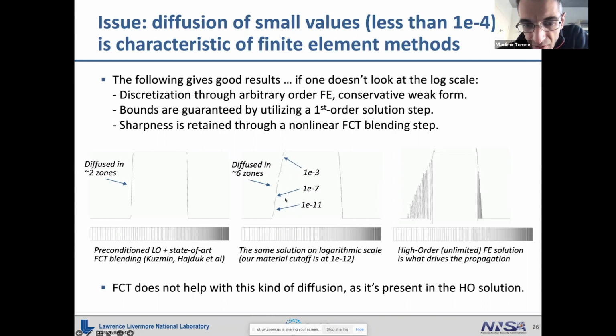And then you look at the high order solution without these FCT, flux correction, and so on. And you see that the high order solution, which was supposed to be the sharpest thing you can get, actually creates these oscillations on log scale. So this was an issue for a long time. Still an issue, but we have some improvement. The question is how to eliminate this diffusion on log scale and how to keep your materials sharp.